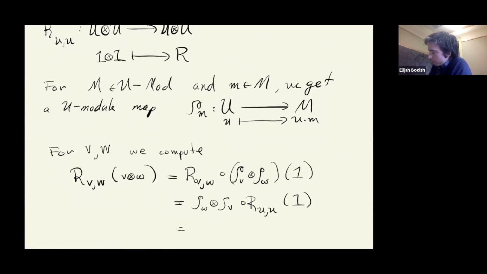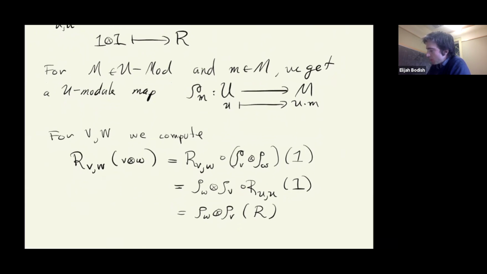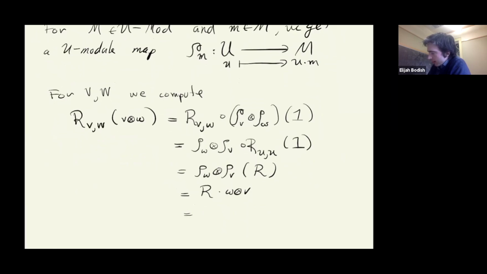And that is equal to rho w tensor rho v of R_UU of 1 tensor 1, which is this element R that I'm trying to get into the picture through this little calculation. R is an element of U tensor U, so I actually just act by R. So this is going to be R acting on w tensor v. The only thing left to observe is that I started with v tensor w, and I end up with w tensor v. So if I want to write R_VW in terms of my element R, I need to also introduce the element P on the right, where P swaps these simple tensors. So this is R P of v tensor w.